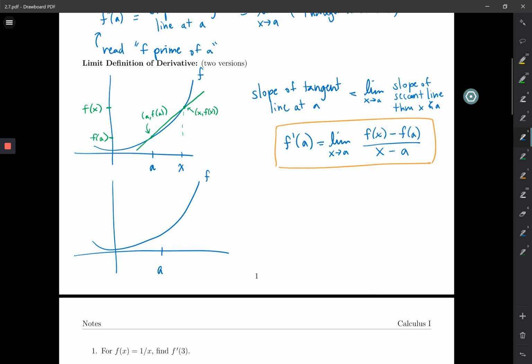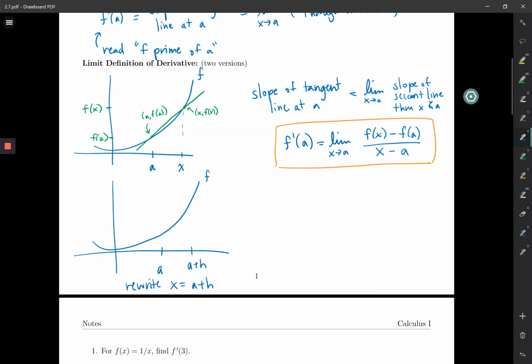And all I'm going to do is rewrite this point x as a plus h. So instead of thinking of x as just being a point in the domain that's not equal to a, I'm sort of thinking about standing at a and then moving a distance h away, and that will land me at a plus h, right?